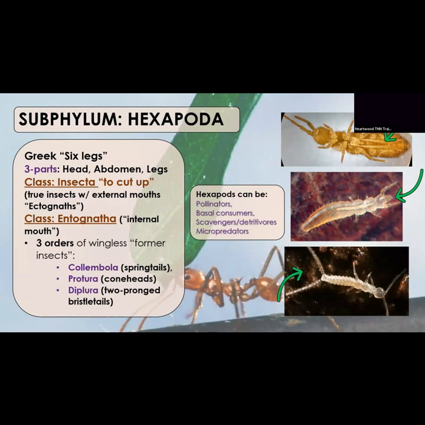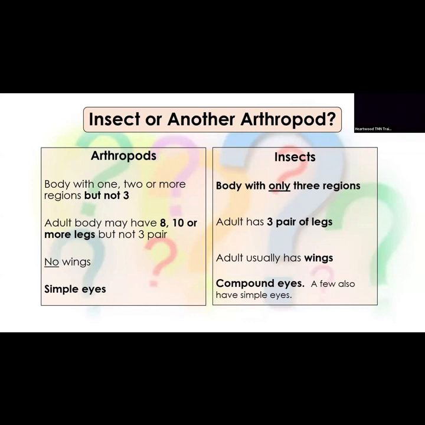So they don't have a spring like a springtail. They've got their antenna at the front, but they've also got 2 bristles at the back. So 2-pronged bristletails. And those are your entognaths. Now, we're almost there. See, look, the word insect, we're getting so close.